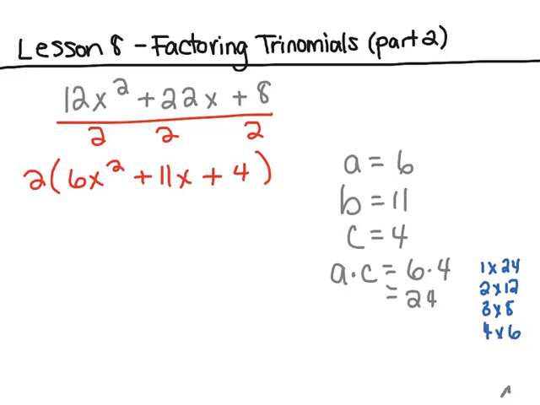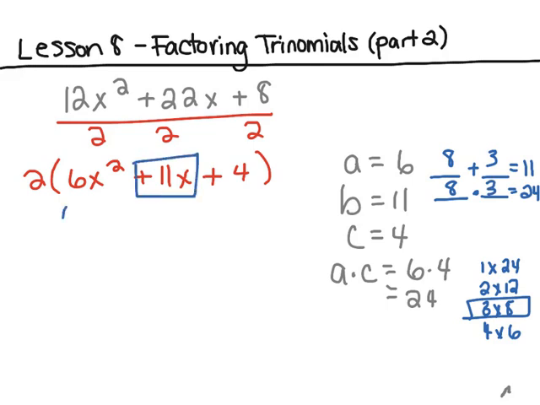And we want to find two numbers that add up to make B, which is 11, and multiply together to get 24. And the numbers that work are 8 and 3. 8 plus 3 is 11. So we're going to break up our middle term. So it's going to be 6x squared plus 8x plus 3x plus 4. And don't forget we have a 2 on the outside still.